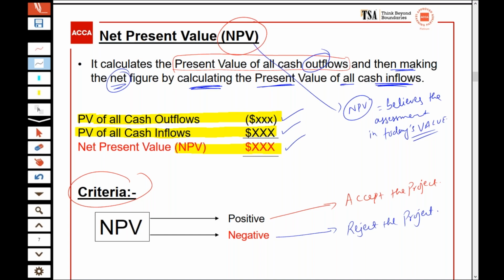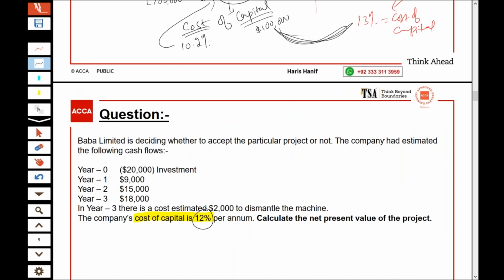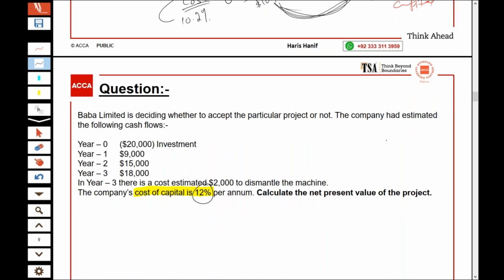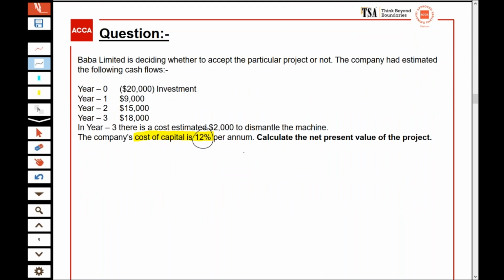Fine. So now I am going to solve this question. And what is the question here? The question is worth 2 marks. Calculate the net present value of the project. This is the net present value of the project. See what has been written here.